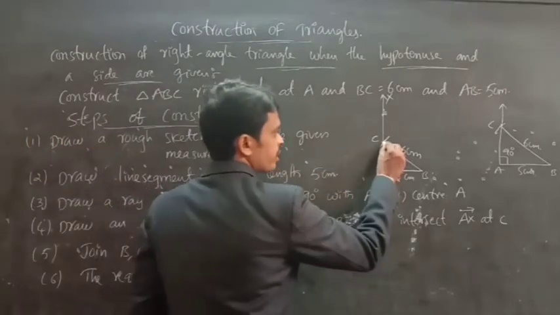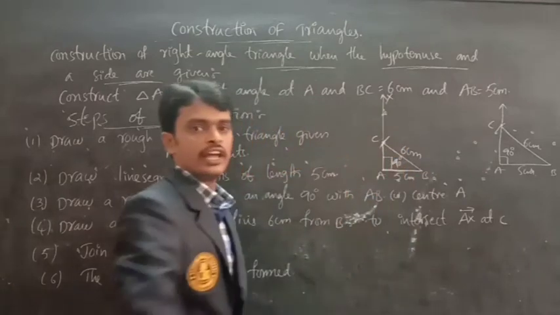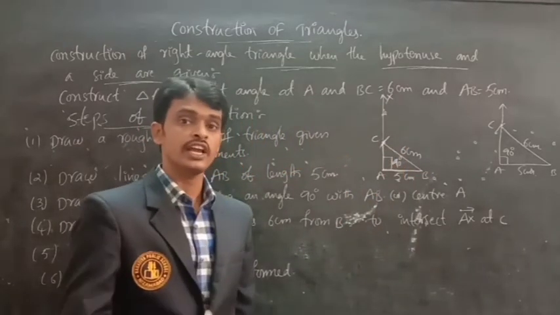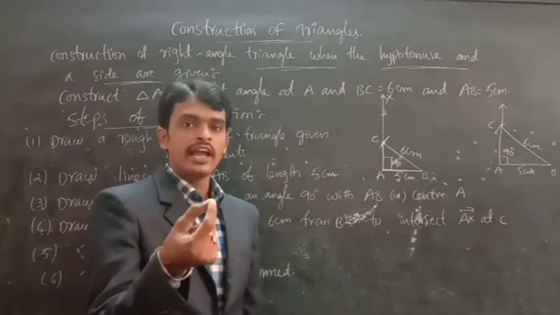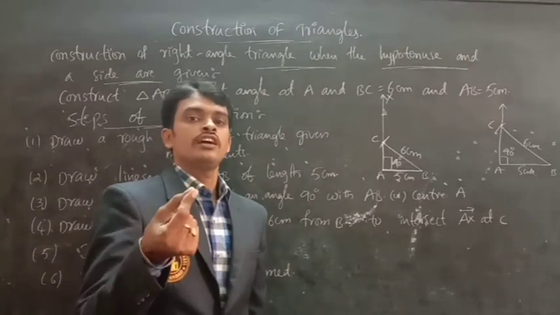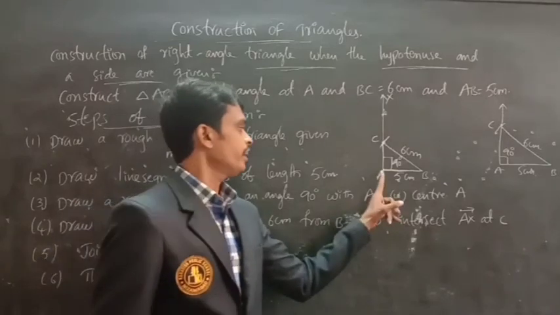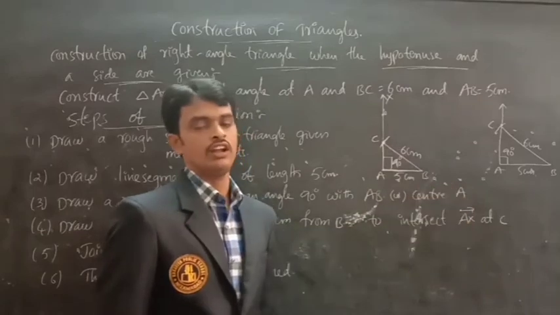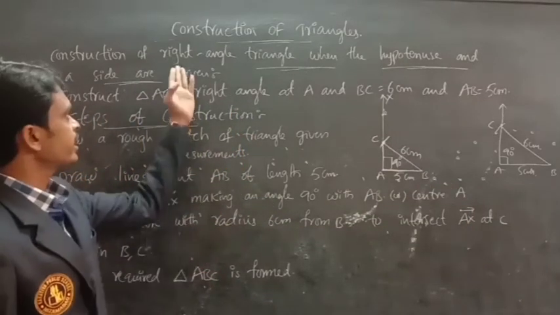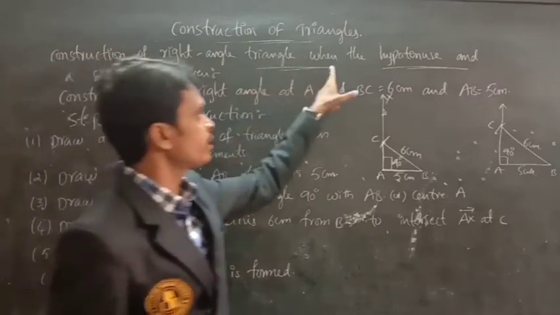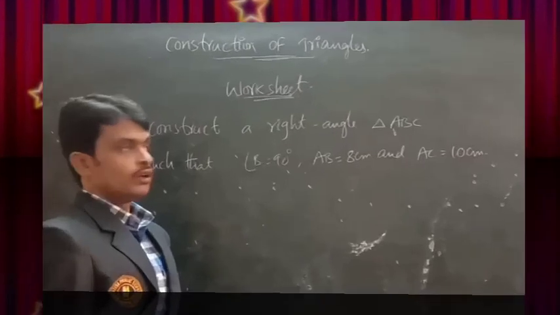So the required triangle ABC is which type of triangle? Right angle triangle. When one angle of a triangle is a right angle, then the triangle is said to be a right angle triangle. So in this way we construct the right angle triangle with a given hypotenuse and a side.